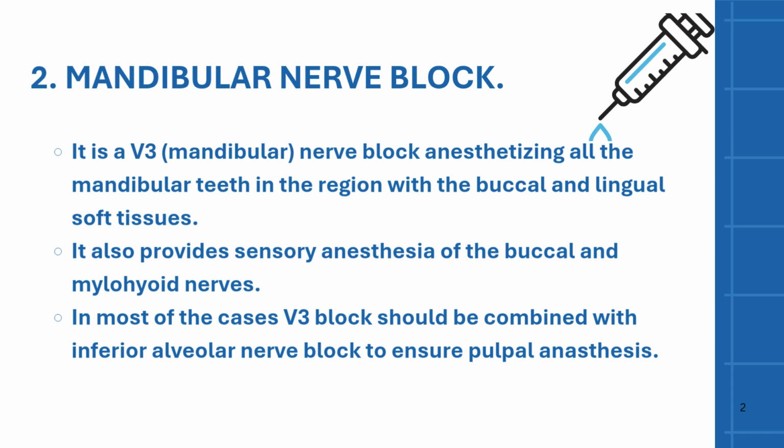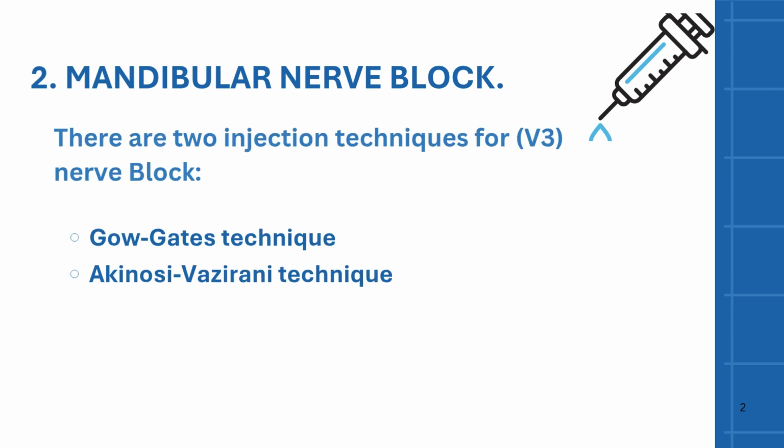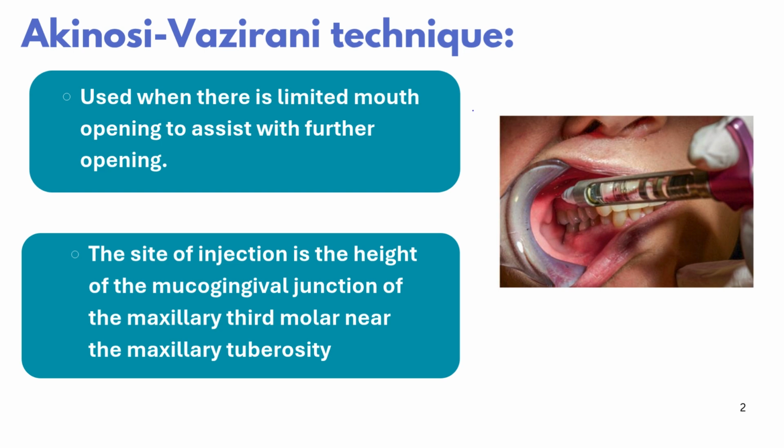Not only inferior alveolar nerve block, we have another technique, which is the mandibular nerve block, the third branch of the trigeminal nerve. A nerve block to that will anesthetize all mandibular teeth in the region with the buccal and lingual soft tissue, and it will also provide sensory anesthesia of the buccal and mylohyoid nerve. In most cases, mandibular nerve block should be combined with inferior alveolar nerve block to ensure pulpal anesthesia. You have 2 techniques for the mandibular nerve block: Gow-Gates and Akinosi-Vazirani technique.